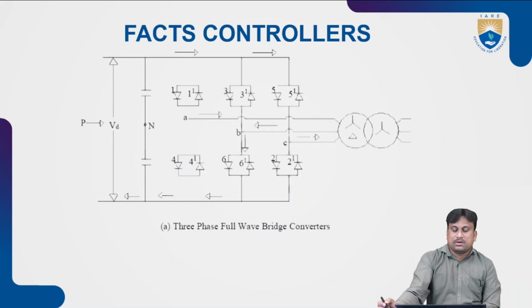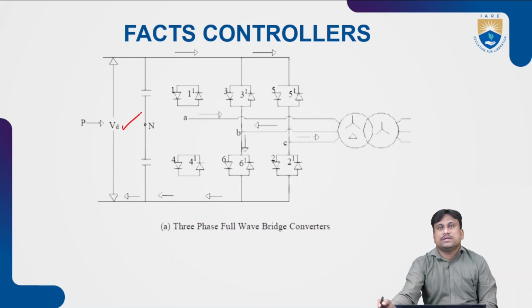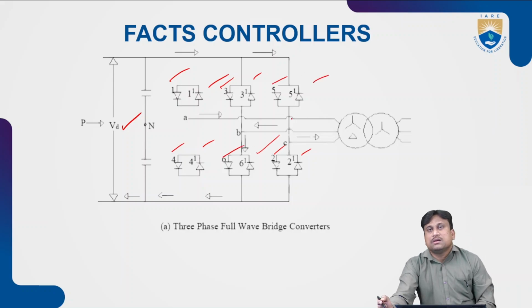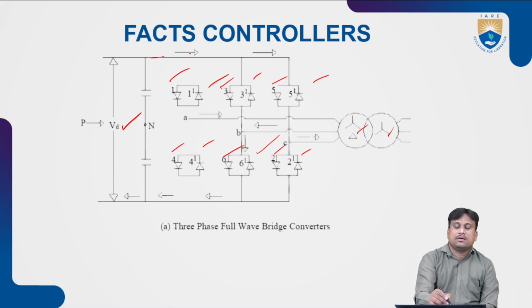This is a 3-phase full wave bridge converter, existing from P to VD with the neutral point. The system has 1 dash and 2 dash, then 3 dash and 4 dash, and 5 dash and 6 dash. As the delta to star conversion exists for the load, the flow of current should be taken in the clockwise direction, as shown in this manner.